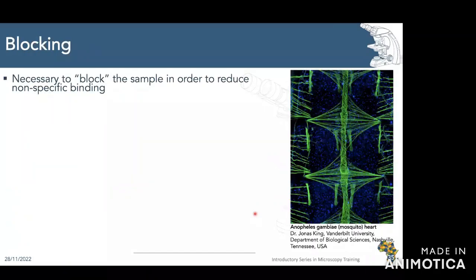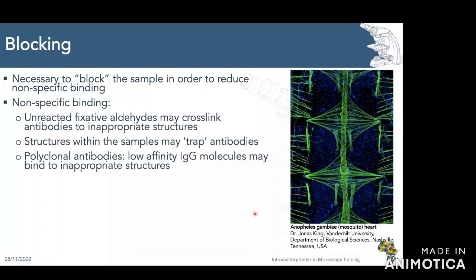So blocking in immunofluorescence is extremely important. You have to block the samples in order to reduce non-specific binding. Non-specific binding happens for a number of reasons. Unreacted fixative aldehydes can cross-link antibodies to inappropriate structures, causing non-specific binding. Depending on your sample type, there are samples that can trap antibodies, and so sometimes just putting a little bit of Tween really helps with that. And then, as we mentioned, polyclonal antibodies have these low affinity molecules, so they can bind non-specifically. So blocking will aid with that.